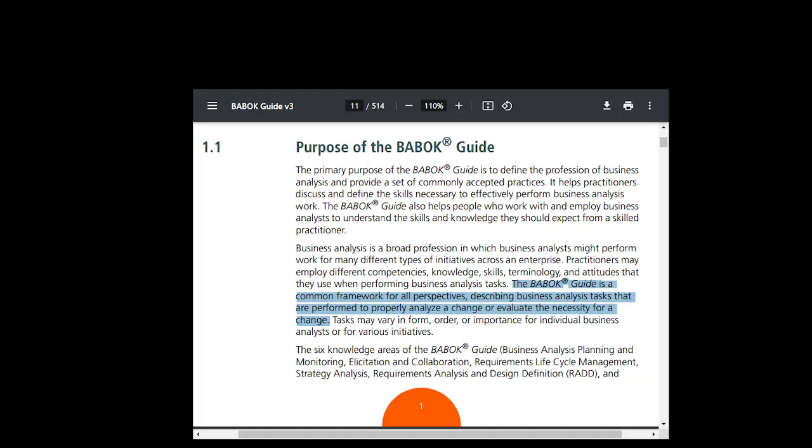Tasks may vary in form, order, or importance for individual business analysts or for various initiatives. So tasks can be in various forms. It's also in different order or importance. You have the low, the high, the medium tasks, the ones that should come first, the ones that should come before, and individual task, various initiatives too.